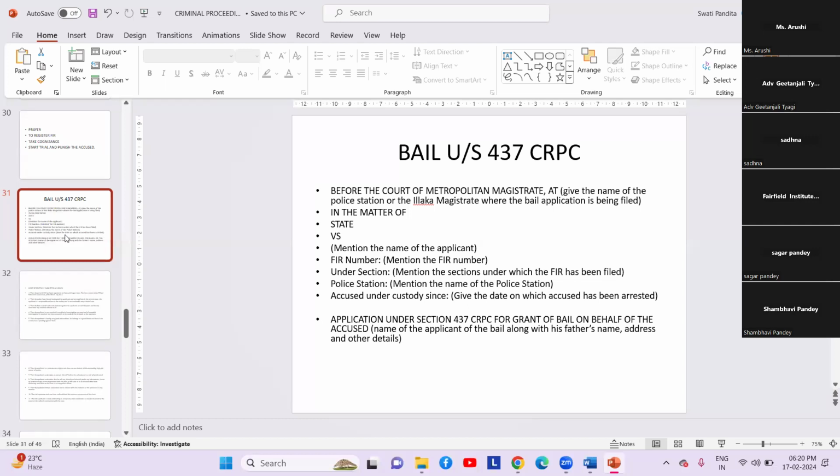It is therefore prayed that the court may order the release of the applicant on bail in the interest of justice. Any other order which the court may deem fit and proper in the facts and circumstances of the case may also be passed in favor of the applicant. And the applicant signs through the counsel below, then the counsel's name and signature. This is done. This is your bail application. Now I'll be giving a few more tips which you should keep in your mind.